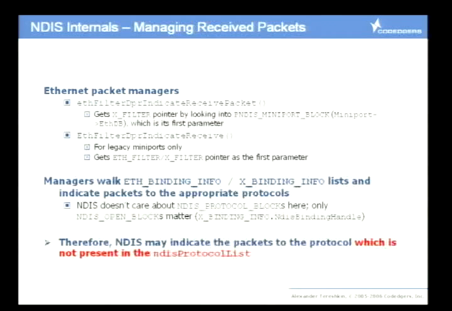list, and you see that this doesn't care about these protocol blocks here at all. Therefore, this may indicate packets to a protocol which is not present in this protocol list. So it may be just excluded from this list after registration. But if this protocol is excluded from the protocol list, a firewall which walks this list will not notice this protocol, so it will not be able to hook it.